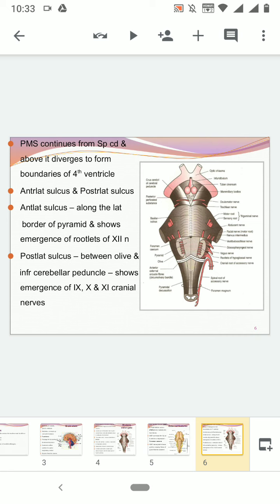So we have the first, as you see on the ventralmost aspect, the anterior median fissure, and the pyramids on either side. Lateral to the pyramid we get the anterior median sulcus, the anterior lateral sulcus, and in the anterior lateral sulcus, which is between the pyramid and the olive, we have the rootlets of the 12th cranial nerve emerging. Lateral to the olive we have the rootlets of the 9th, 10th and 11th cranial nerves emerging.